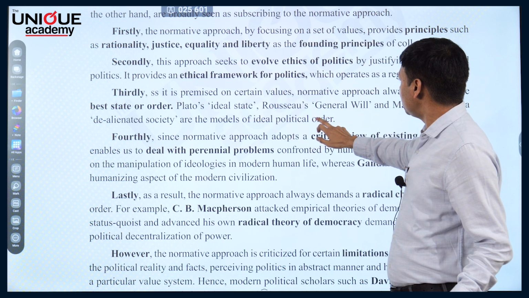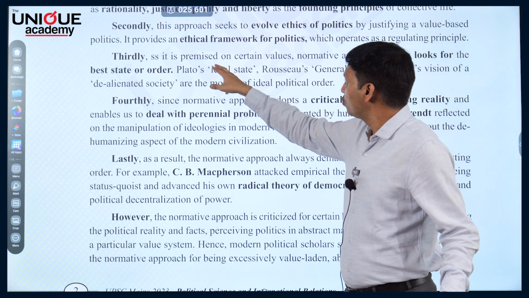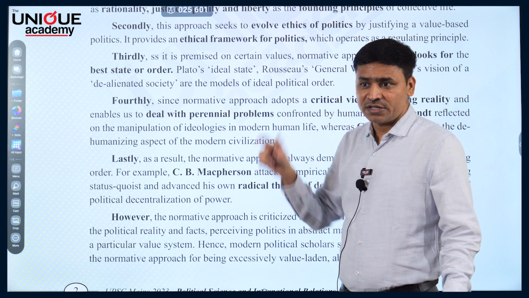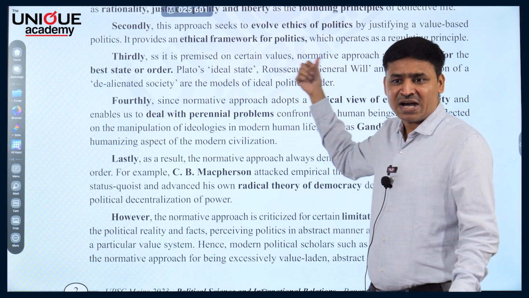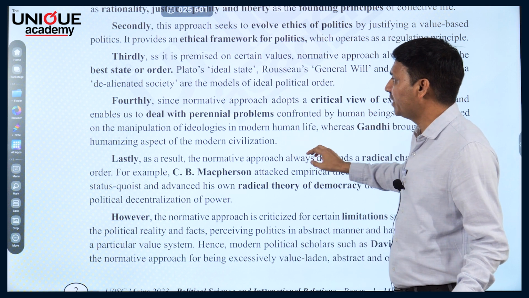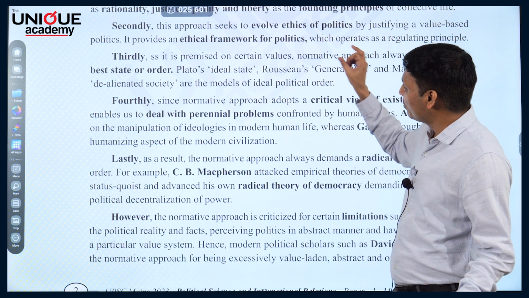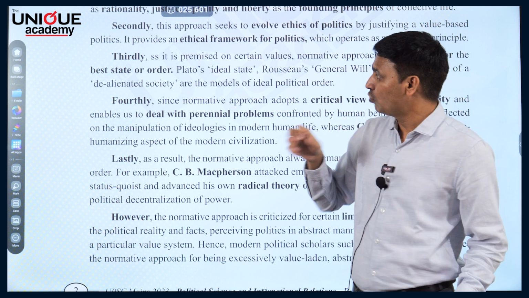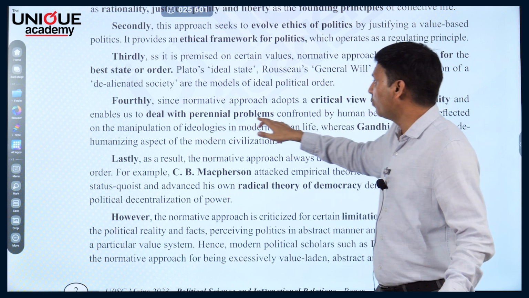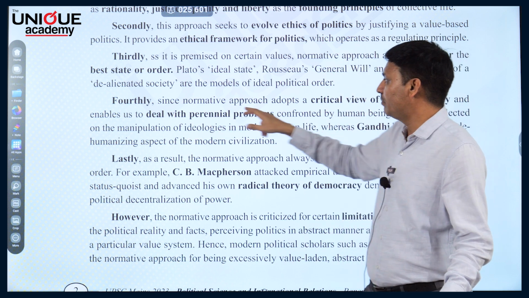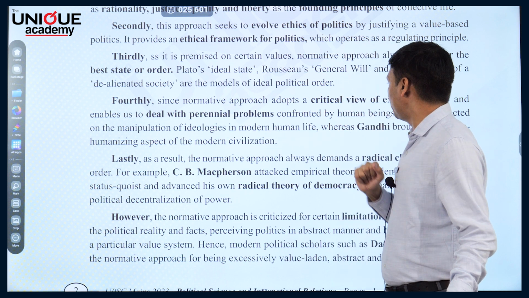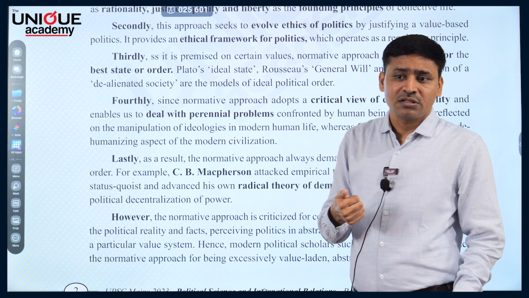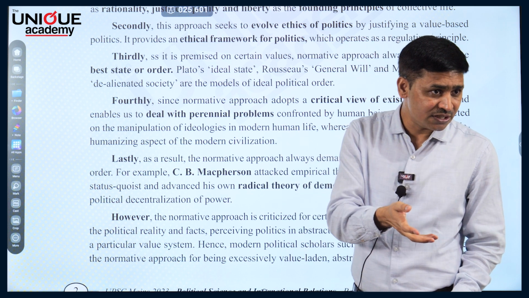Now the third, this is also premised on certain values. Normative approach always looks for the best state or best order, such as Rousseau's general will, Marx's communist system, so on. You can bring in any relevant example. The fourth, you just focus on those words or parts of the sentences which are typed in bold letters. Okay, so what is the fourth one? Deal with perennial problems. Critical view of existing reality, because it deals with or seeks to deal with perennial problems. And we have brought in the relevant examples. Gandhi in Hind Swaraj come up with a critical comment on modern civilization, so on and so forth.